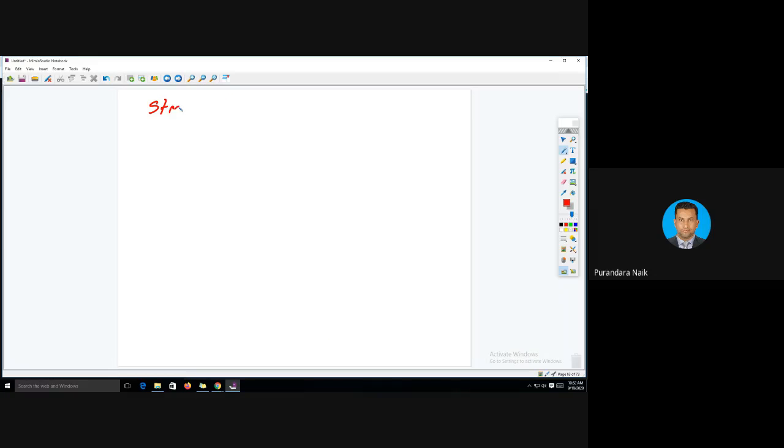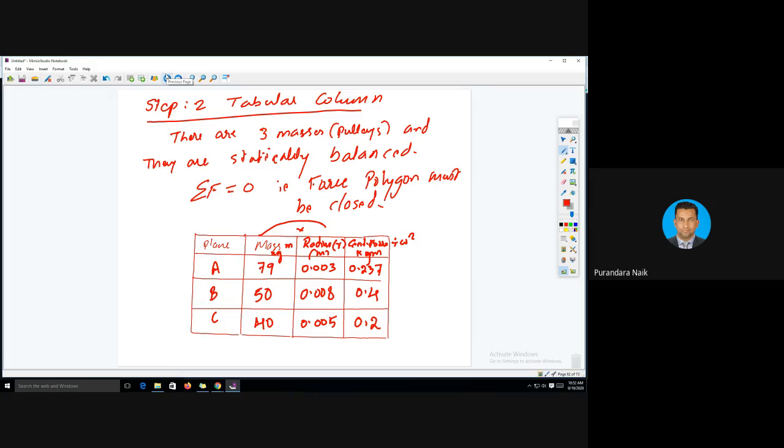Step 3, force polygon. Here there is no matter of couple, we'll see later, okay? Couple polygon, force polygon. So for the force polygon, you need to take a proper scale. Here the maximum value is 0.4. And what scale are you going to consider?